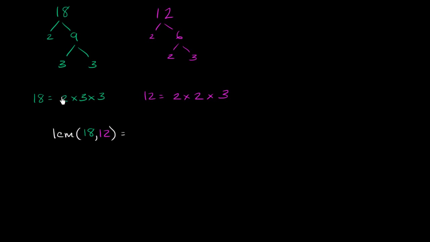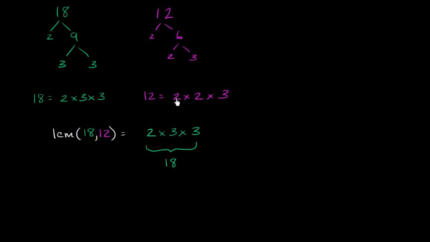So let's think about it. It needs to have at least a 2, a 3, and a 3 in order to be divisible by 18. So let's write that down. We have to have a 2 times 3 times 3. This makes it divisible by 18. If you multiply this out, you actually get 18. And now let's look at the 12. This part right over here is the part that makes it divisible by 18.